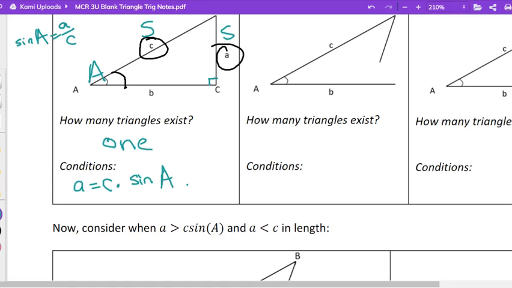So let's write that down. If this is true, that means the triangle is not ambiguous, right? It means there is only one option for the answer. Let's get through it.